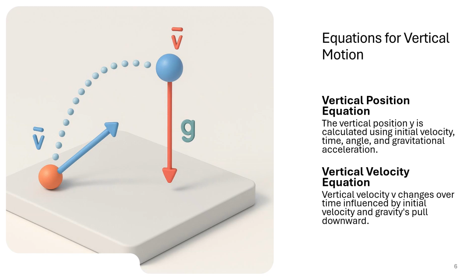Now in vertical motion, which is affected by gravity, the vertical displacement equation is y equals v0 sin theta into t minus half g t square. The vertical velocity equation is v equals v0 sin theta minus g t. So these equations describe how the projectile moves upward and downward under gravity.